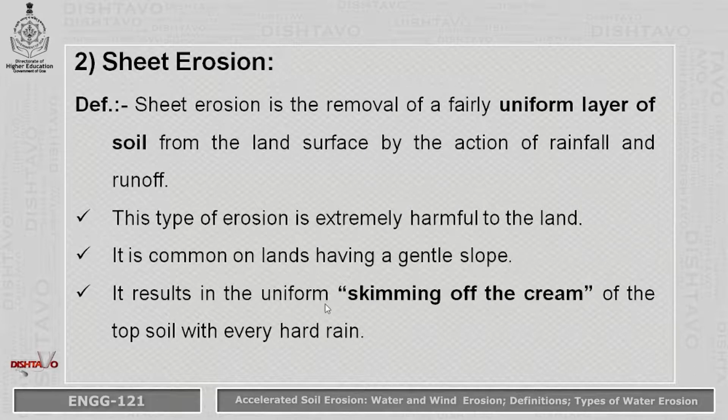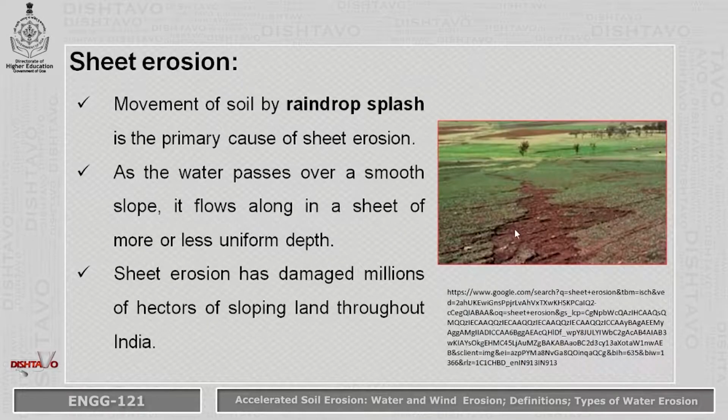It results in uniform skimming of the cream layer, meaning the very fertile soil which is rich in organic matter will be removed due to this type of erosion. As shown in this photograph, the uniform layer of this soil is called a sheet. It is removed by this type of erosion.